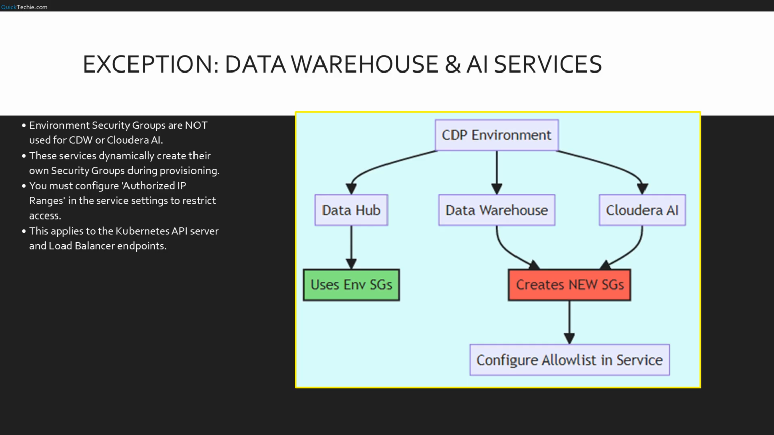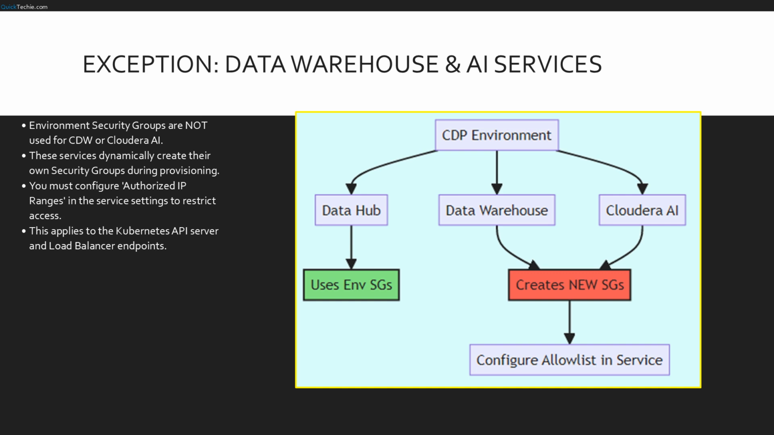Even if you provide custom groups for the environment, CDW and CAI will ignore them and generate new ones. To secure these services, you must specifically configure authorized IP ranges or whitelist IPs within the service settings themselves to restrict access to the Kubernetes API and load balancers.